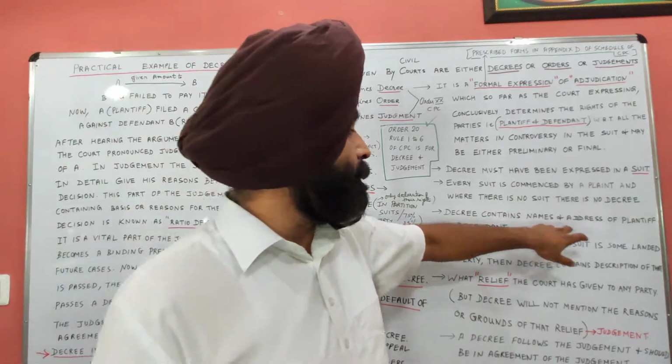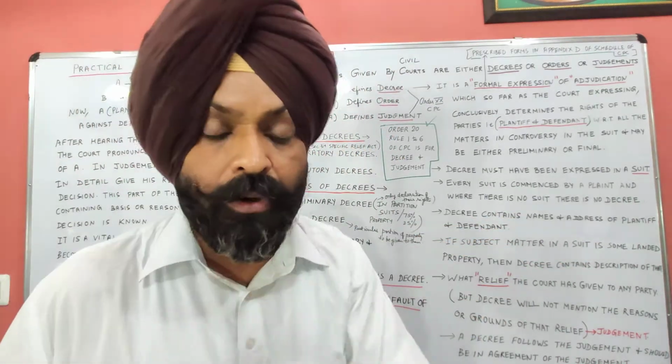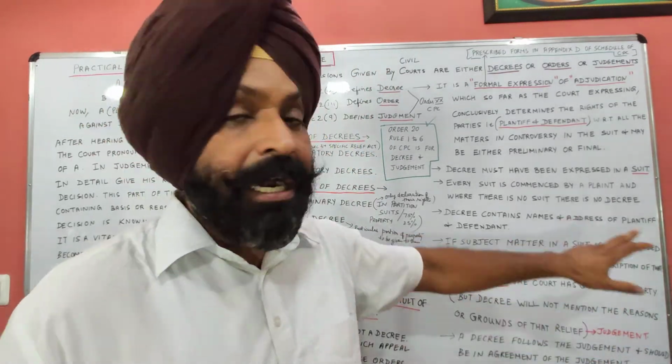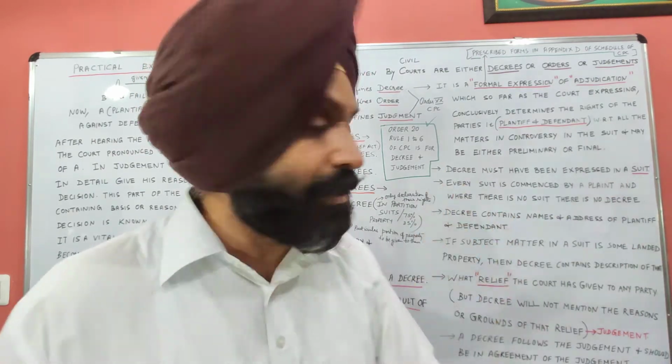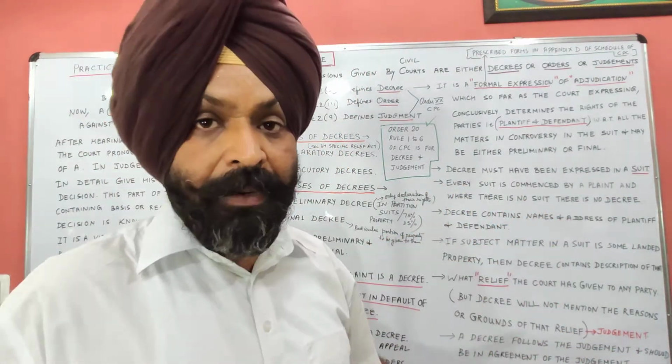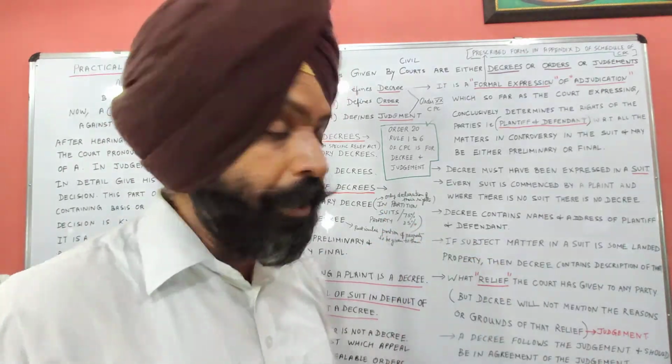Decree contains names and address of plaintiff and defendant. Very important. The judgment may not contain the names and address of the plaintiff and defendant, but decree, which is a formal expression, a format is given, proper name of the plaintiff, proper name of the defendant, their address has to be written by the judge in a decree.